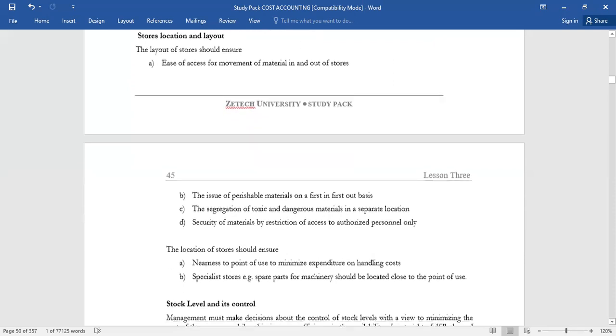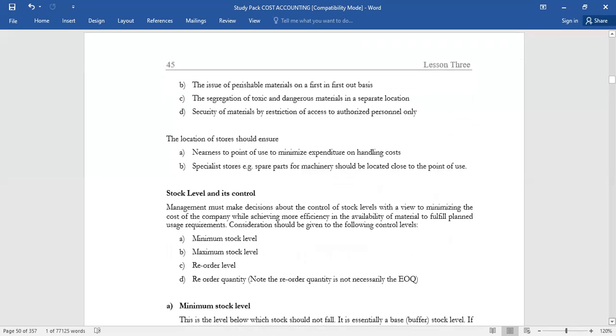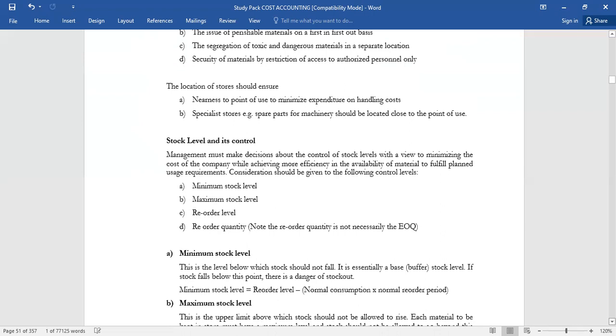So the location of the store should ensure that it is near. If you are to apply the just-in-time method, where the point of collection is next door, then it becomes very easy for us to manage the stock levels. Now, management must make decisions because these are strategic level controls. So they should ensure that they are maximizing on the efficiency to ensure that whatever is needed is available as and when it is required.